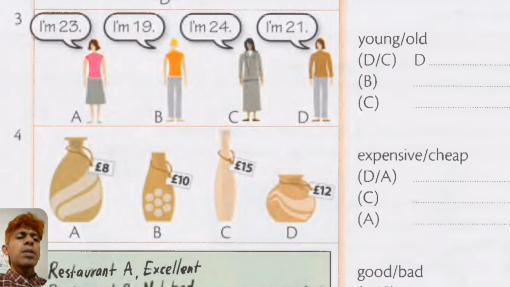What are the comparatives? Younger, older. Superlatives, the youngest, the oldest. D and C. D is younger than C. B is the youngest. C is the oldest.